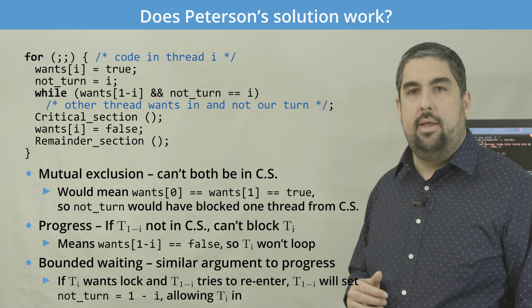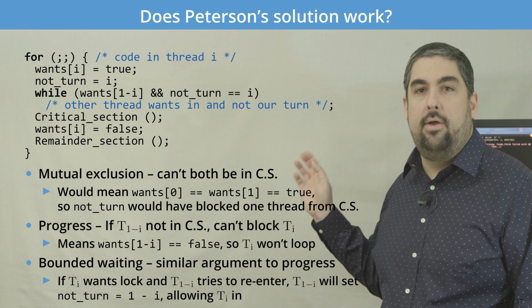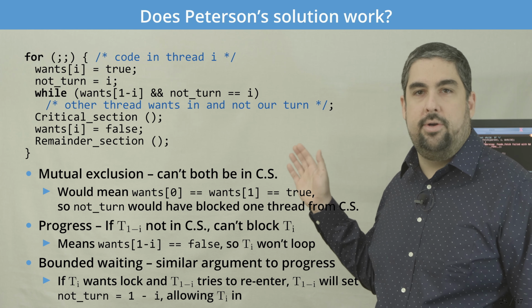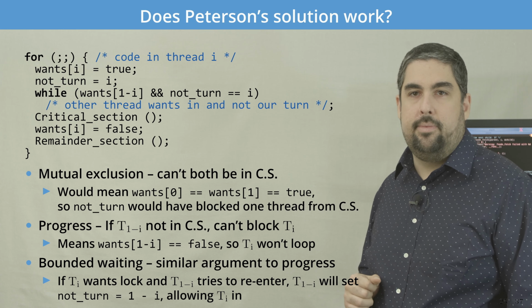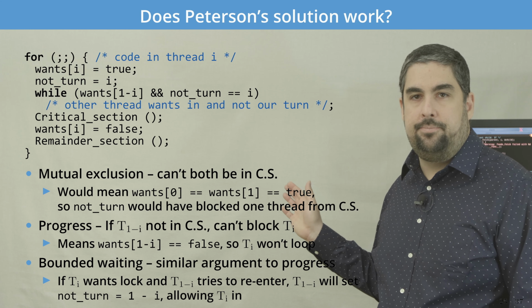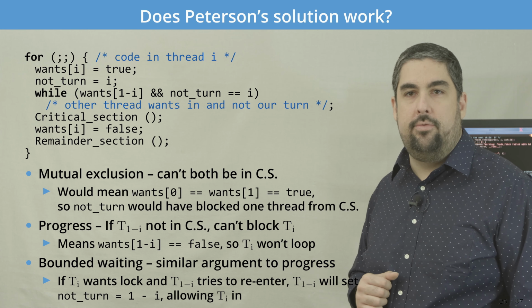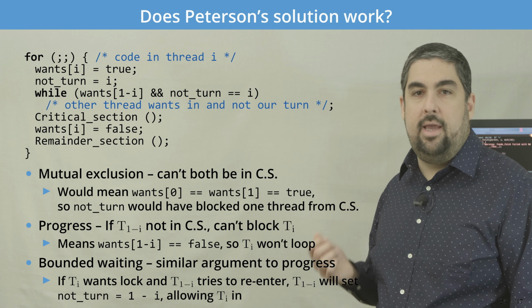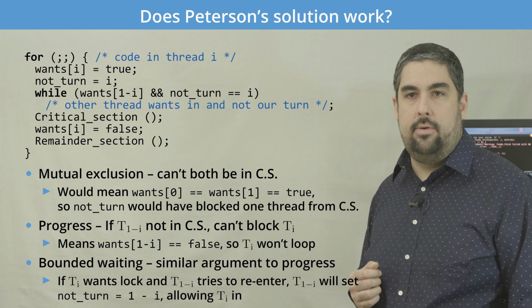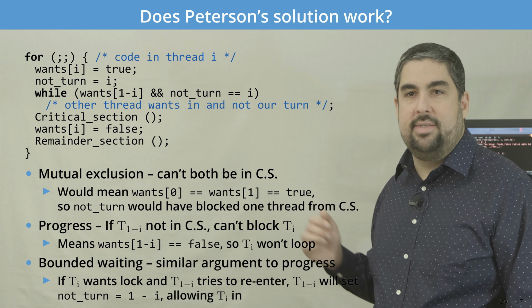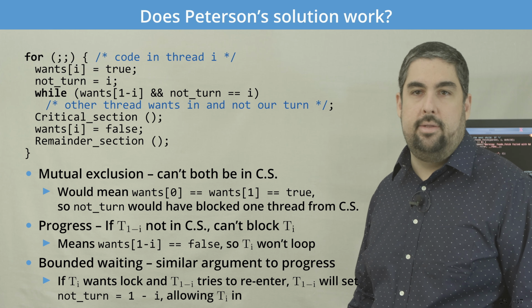The second is, are we making progress? If one thread is not in the critical section, then I can't block the other thread, meaning that if one minus I, the alternating thread's flag, is false, then TI won't loop. And lastly, do we have bounded waiting? It's a similar argument to progress here. If TI wants a lock, the alternating thread tries to enter, and T1 minus I will be set, and not turn will equal 1 minus I, allowing TI to proceed.